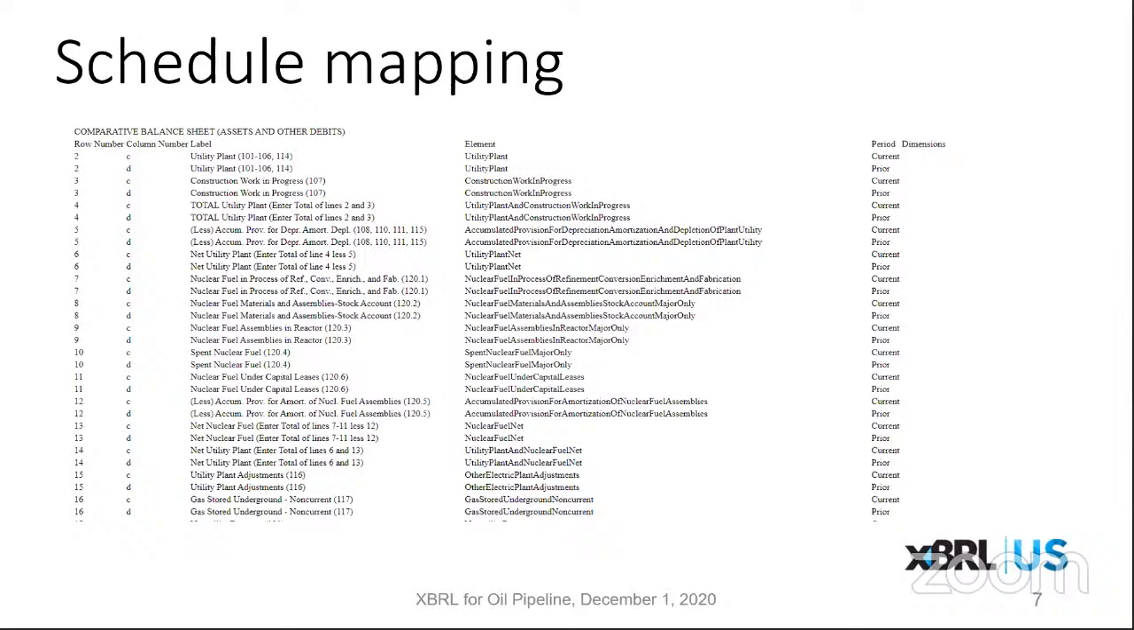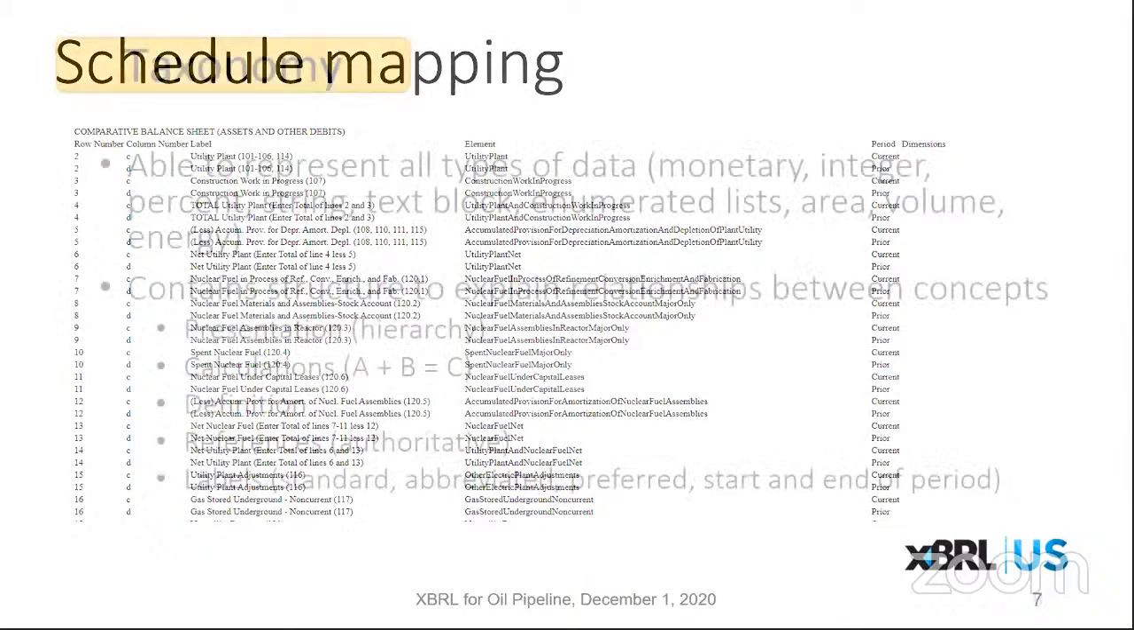This mapping will be available for every single schedule in the taxonomy in the form. So you should be able to go through and look up a form, look up the row and column, and it'll tell you exactly what element you should use. So it should make it very easy to reconcile between what you had with your prior form filing and what it's going to look like in XBRL. Go to the next slide, please.